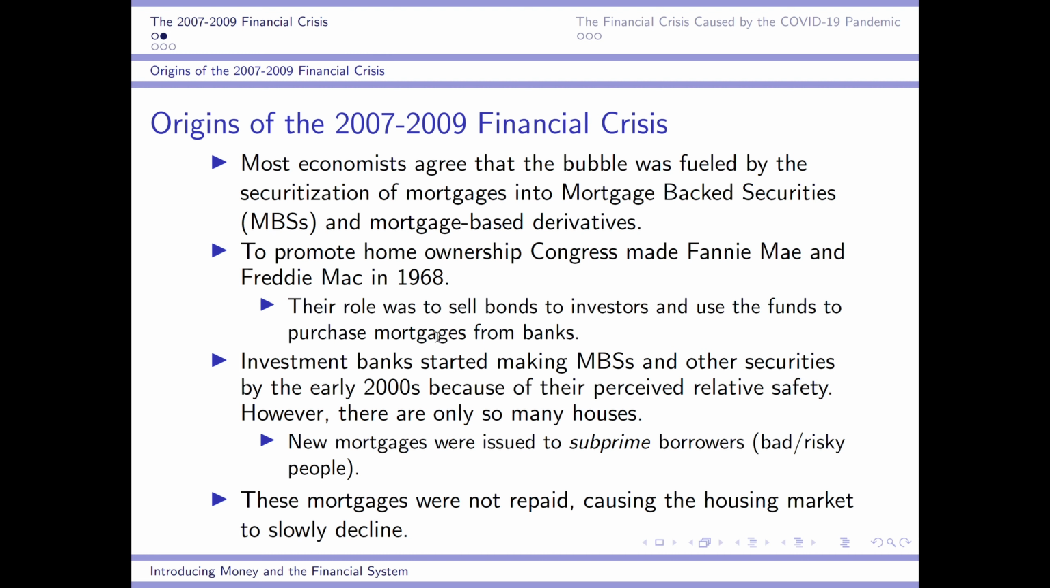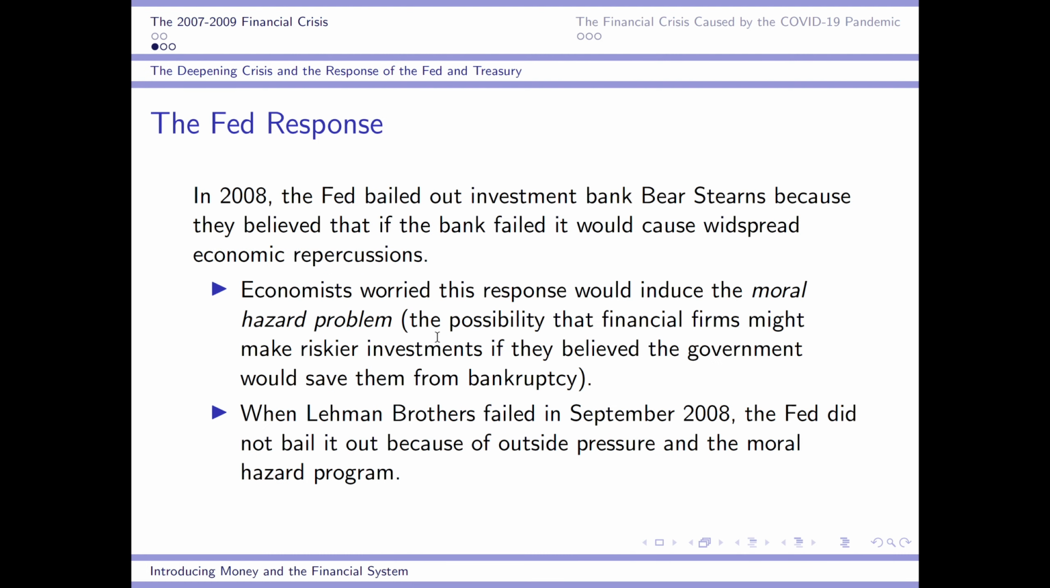And sure enough, as the mortgages slowly were not paid off, the housing market started to slowly decline. We hit that critical point where just nobody wanted to buy houses and nobody can afford them, and the existing mortgages were going bust. And basically, overnight, the housing market crashed.